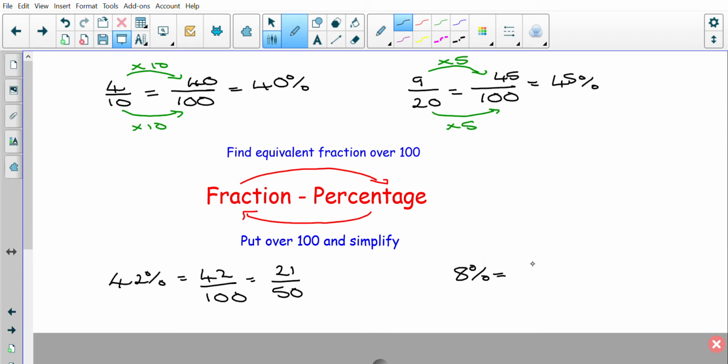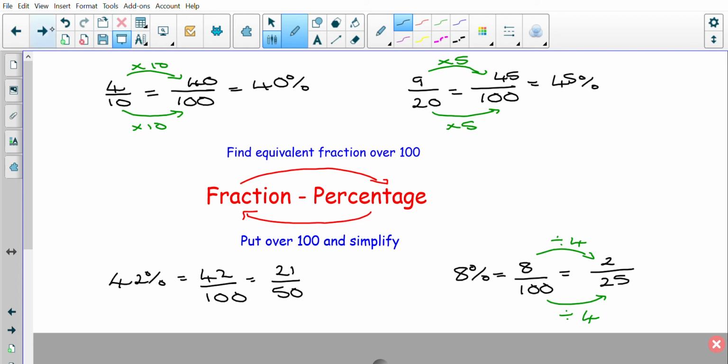8%, again, is a percentage, so that's the same as 8 out of 100. That can be simplified. We can divide numerator and denominator by 4 this time. You can divide by 4, or you could divide by 2 and then spot that you can divide by 2 again. If we divide by 4, 8 divided by 4 is 2, and 100 divided by 4 is 25. So 8% is the same as 2 out of 25.